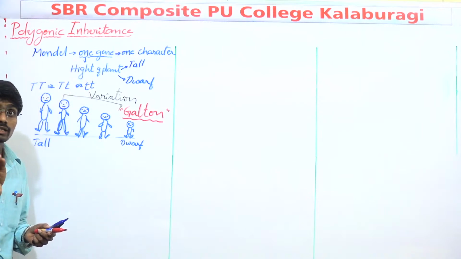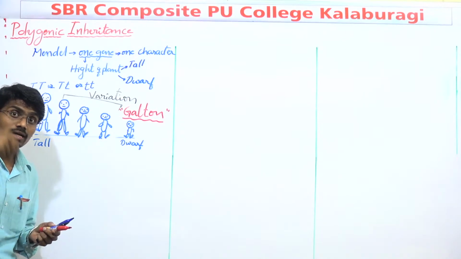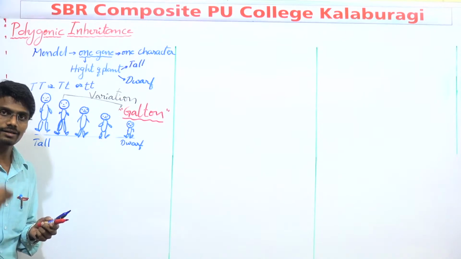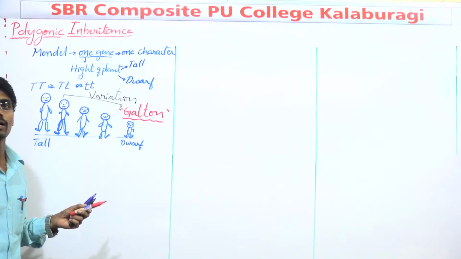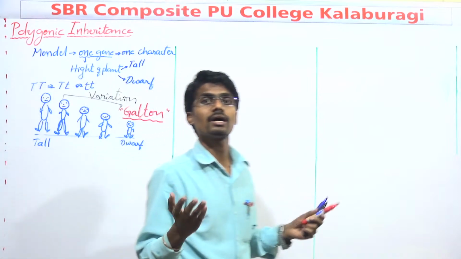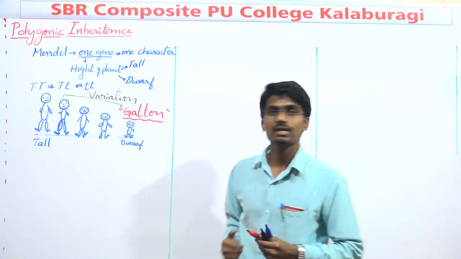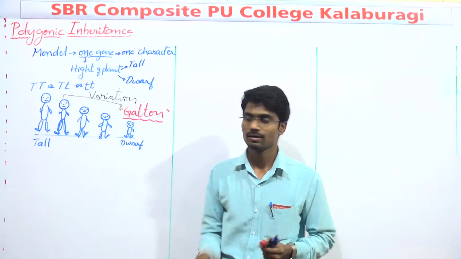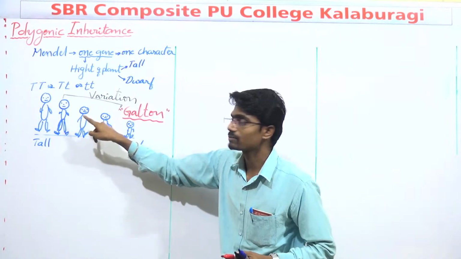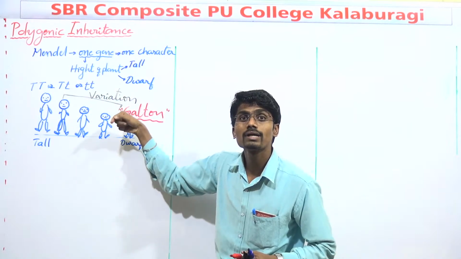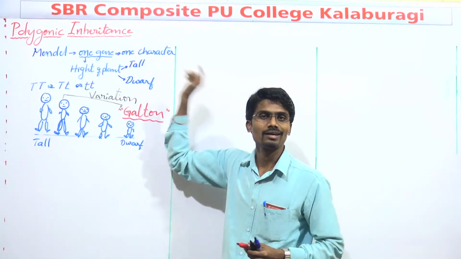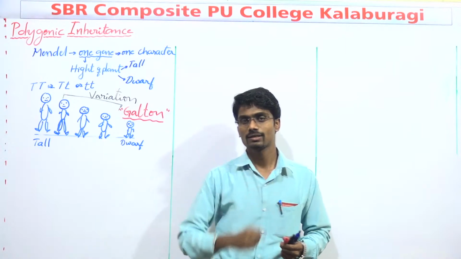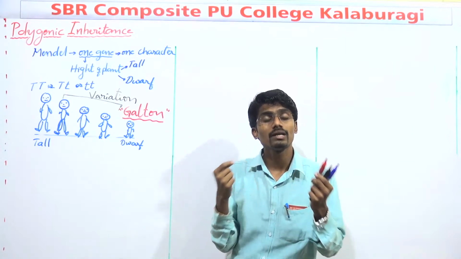Got it? Such variation within a trait or within a character is explained by one of the most famous principles, that is polygenic inheritance. Got it? And this variation is mainly influenced by polygenic inheritance. Dear students, now we will discuss what it means.